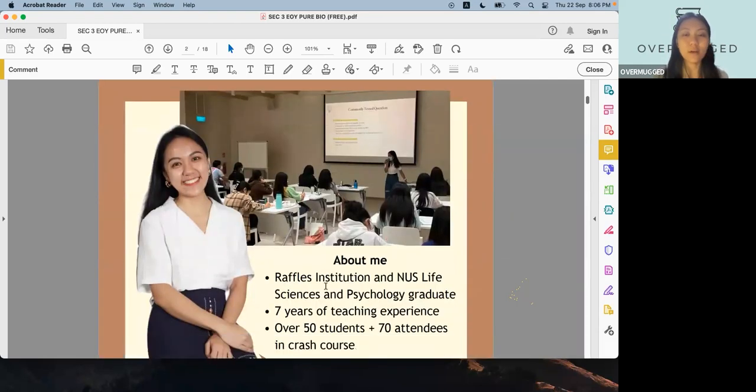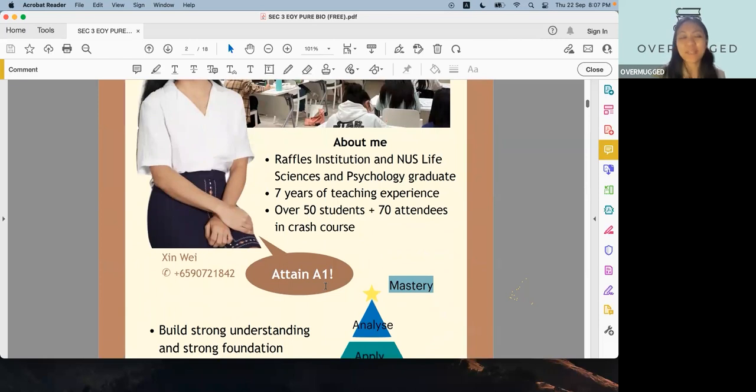Before that, let me introduce myself. My name is Xing Wei. I am an Overmugged Pure Bio Tutor. This year, I covered both combined and pure, but moving forward, I'll be focusing on pure bio only. I'm from Raffles. Then I went on to NUS to read life science and psychology. So if you are interested in life science or psychology, you can ask me as well.